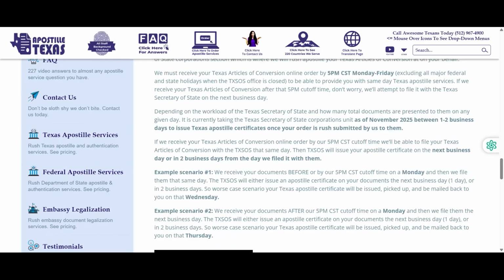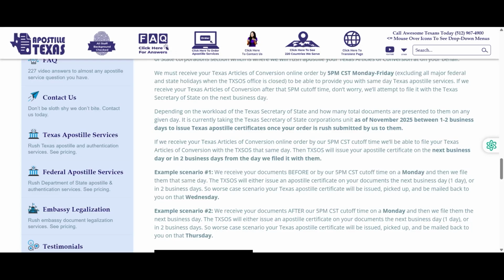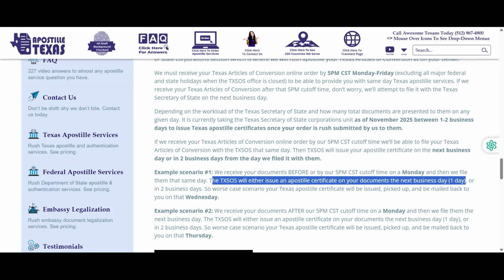Okay? And I'm going to give you scenarios to explain how fast this will be. So scenario number 1, if we get your documents by 5 o'clock Central Time on Monday, we're going to file them basically that night. We're going to file them electronically that night. So first thing Tuesday morning, the Secretary of State is going to get our order. And normally, they're going to get it that same day. They're going to issue it that day.